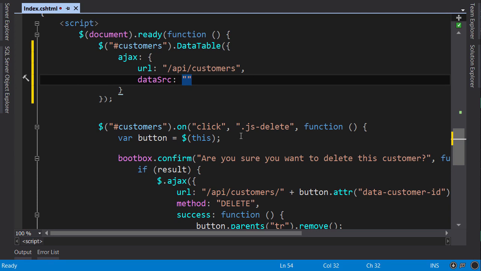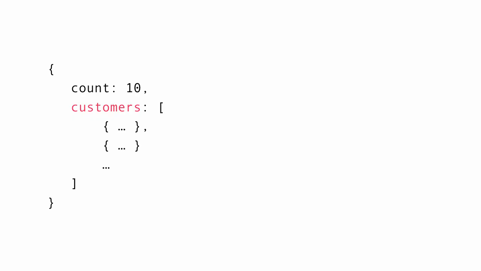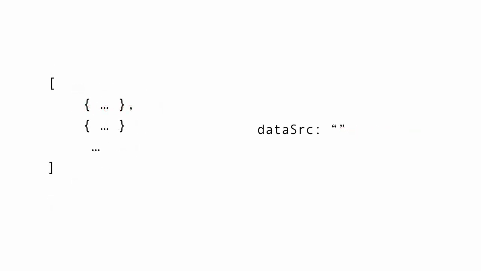What is this? Well, imagine our API responded with an object like this. In this case, the customer's property is the actual source of data. So we would set data source to customers. But in our case, the response we get from our API is an array of objects. So this array itself is the actual source of data, and our data table doesn't need to go to another object to get it. That's why we set data source to an empty string.